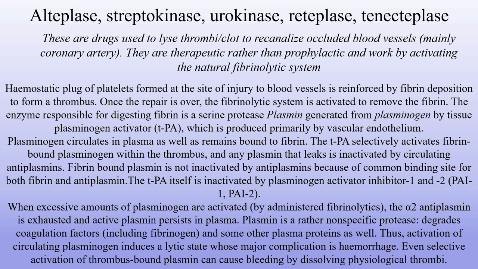When excessive amounts of plasminogen are activated by administered fibrinolytics, the alpha-2 antiplasmin is exhausted and active plasmin persists in plasma. Plasmin is a rather non-specific protease, degrades coagulation factors including fibrinogen and some other plasma proteins as well. Thus, activation of circulating plasminogen induces a lytic state whose major complication is hemorrhage. Even selective activation of thrombus-bound plasmin can cause bleeding by dissolving physiological thrombi.